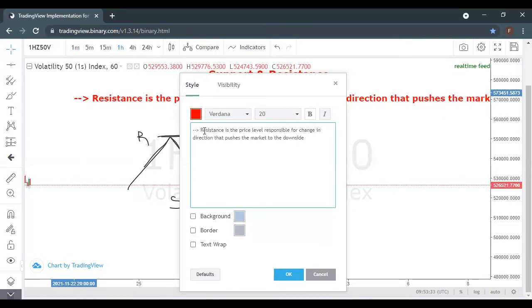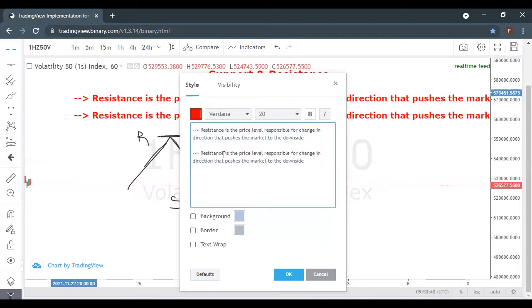Then let's define support. It will be more or less the same thing, but vice versa. Support, on the other hand, is the price level responsible for change in direction that pushes the market to the upside. So these are our definitions for support and resistance. If you want to write them down, you can write them down. It will definitely help you in your trading.